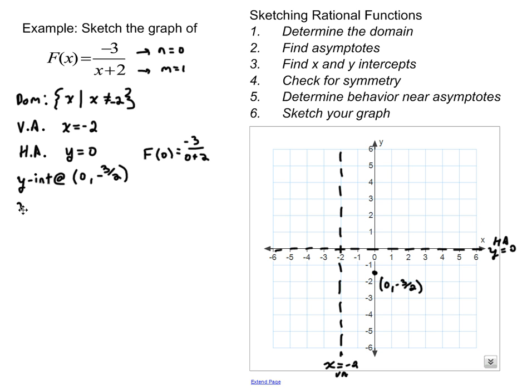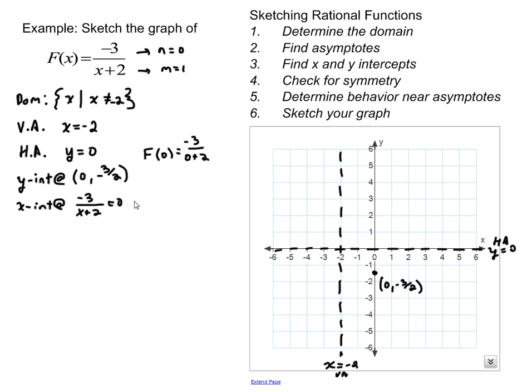Now, how about x-intercepts? X-intercepts are going to occur wherever the function itself, y, is equal to 0. So we would have to find any values for which negative 3 divided by x plus 2 is equal to 0.